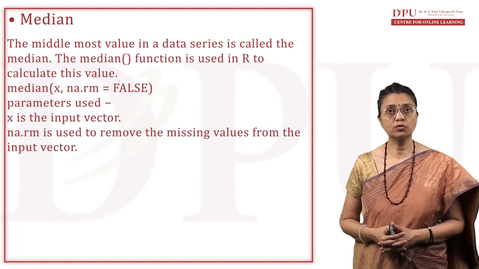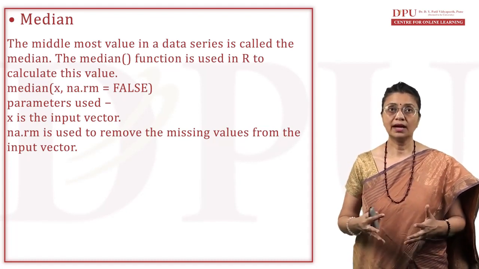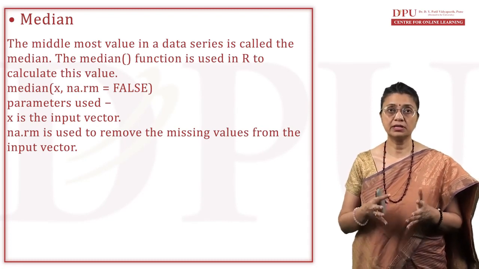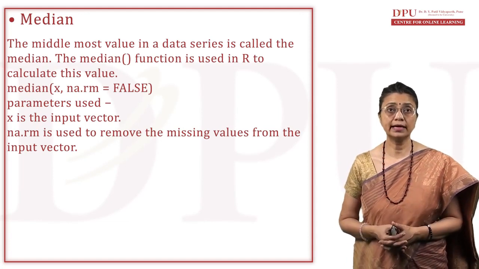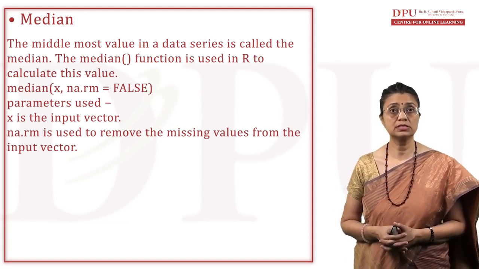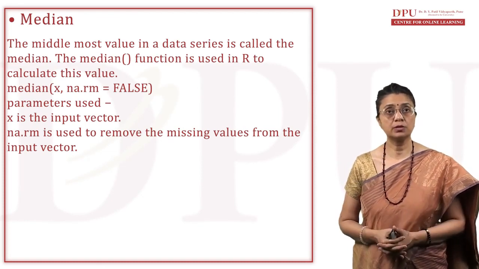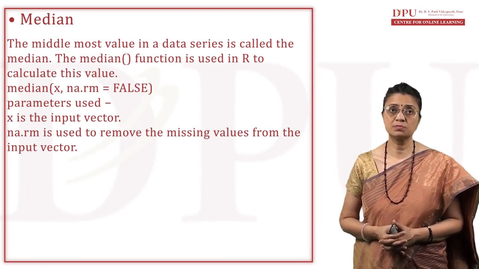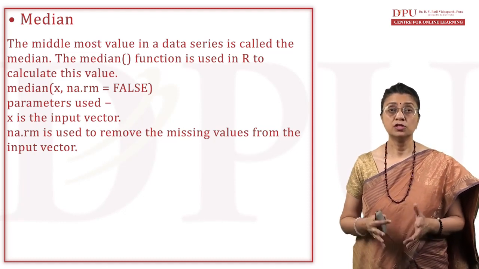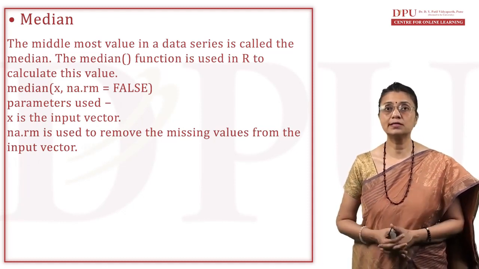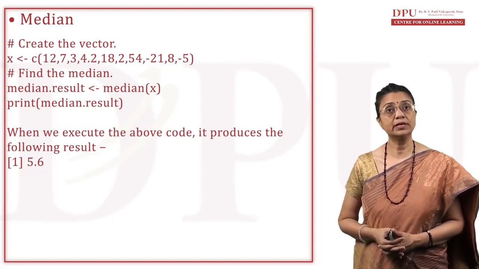So if I want to find the median in R programming, I will write median within brackets the variable x and na.rm equals to false. So you can see over here that na.rm is equal to false. Now I'm using the parameters x, which is the input vector. Again, it is same as mean. na.rm is used to remove the missing values from the input vector. By default it is false. If I want to remove the not available values, in that case, I will make it true.